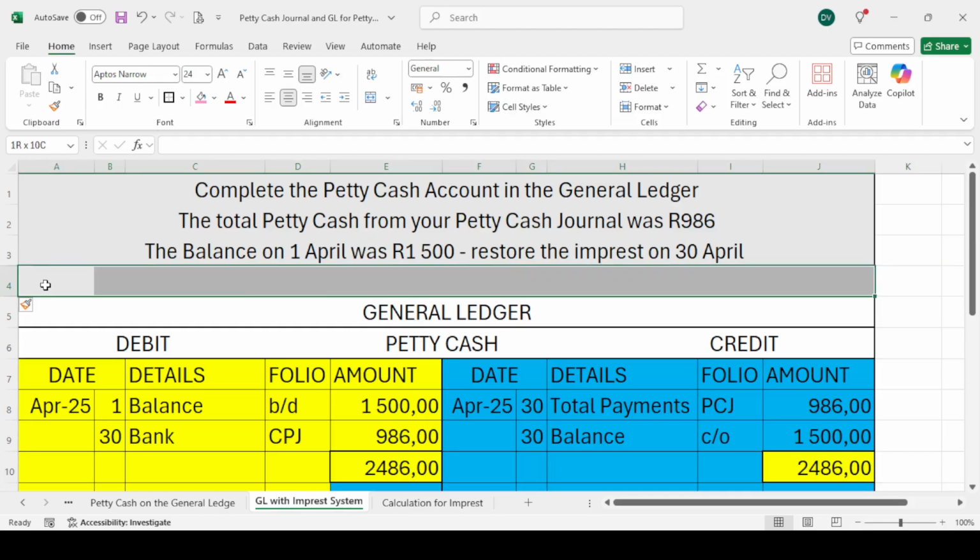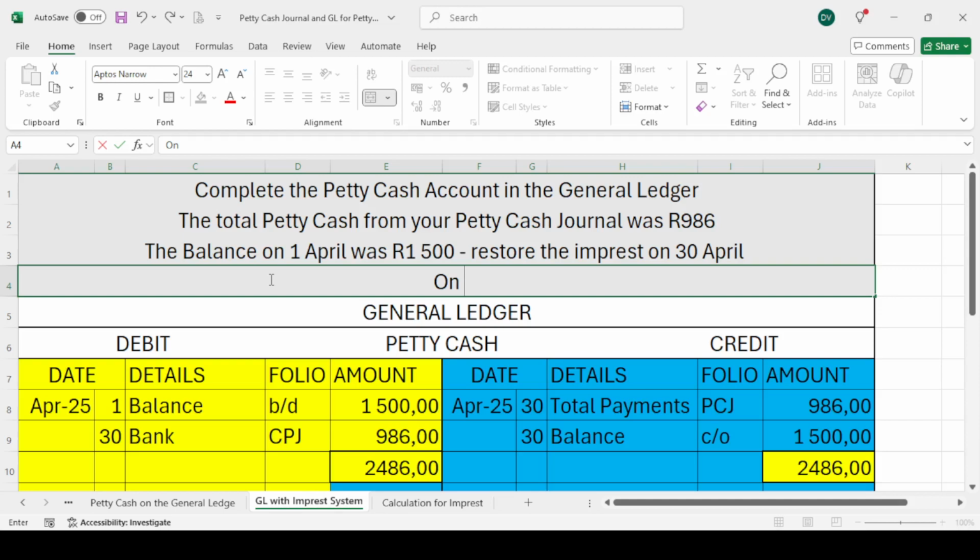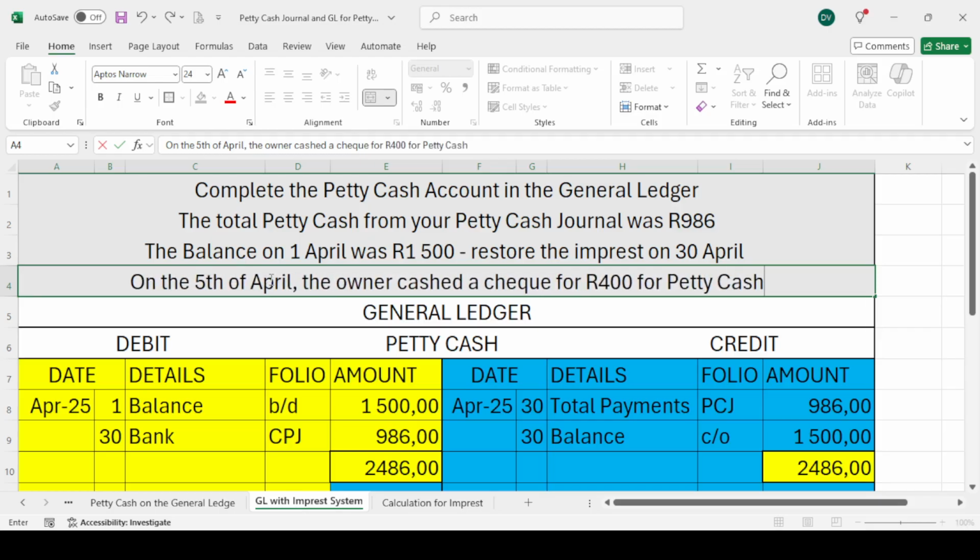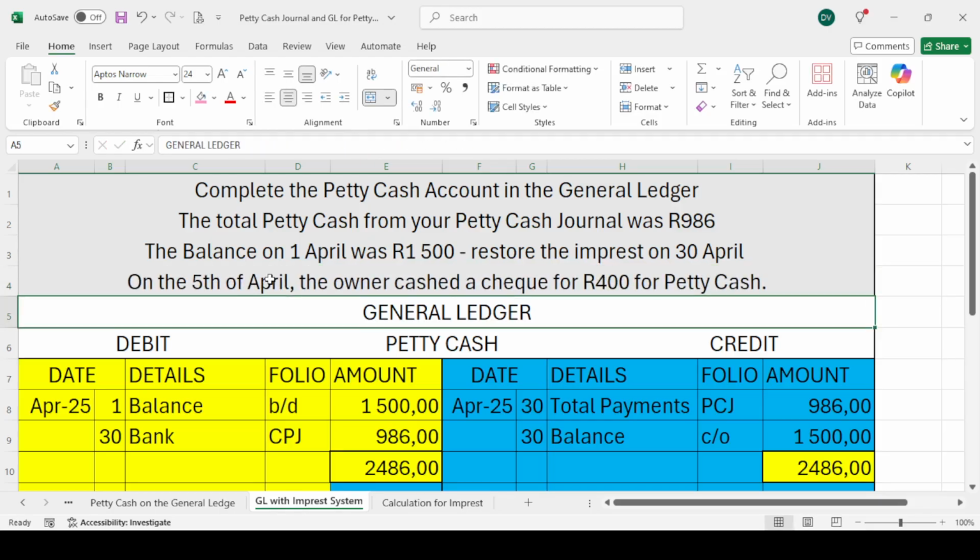They'll give you the information exactly like I've given it to you, but they will give you another transaction. For example, on the 5th of April, the owner cashed the check for 400 Rand for petty cash. Now, what on earth happens now?